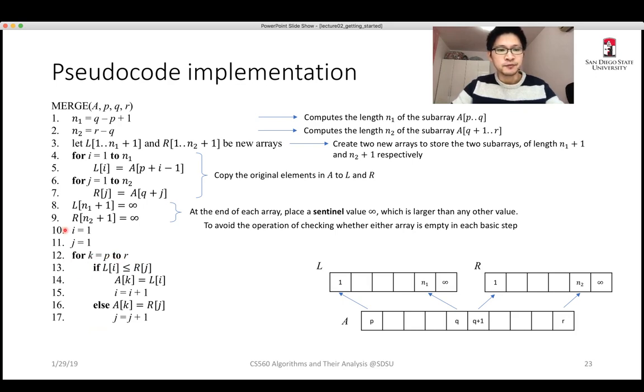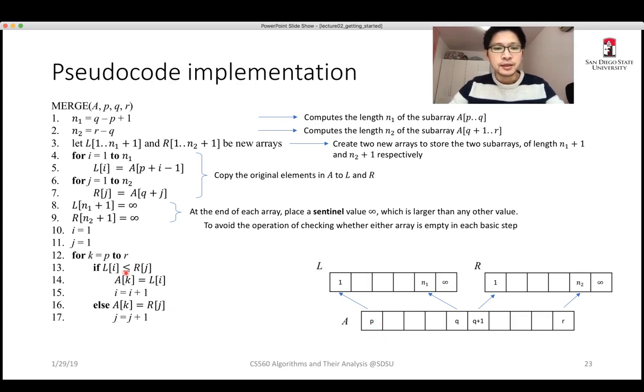So first, before that, we need to reinitialize I and J to 1. And from line 12 to line 17, we let K iterate from P to R. So that is the iteration over all elements in A, over all indices in A.